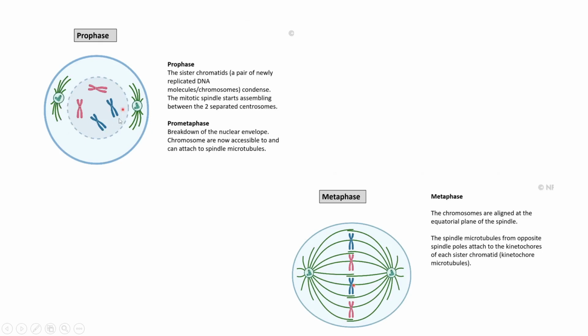And during the prometaphase, the nuclear envelope starts to break down so that the chromosomes get access to the microtubules in the cytoplasm, and the microtubules attach to the kinetochore region of the chromosome. And in the metaphase, generally the chromosomes are aligned at the equatorial plane, as you can see in this diagram. The microtubules from the opposite spindle poles attach to the kinetochores of the sister chromatids. So this is how the attachment occurs in the chromosome.